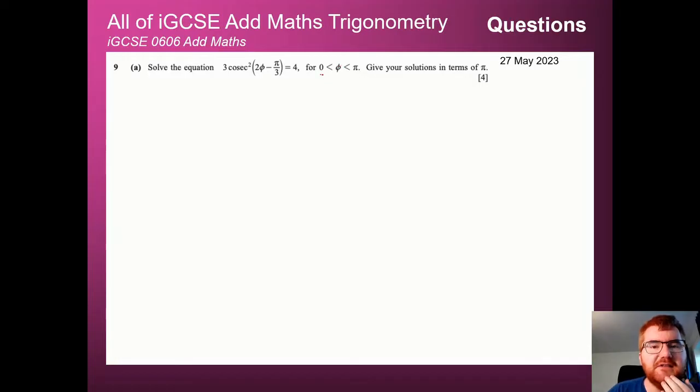Our domain here is between 0 and pi. So we're working in radians this time, so between 0 and 180 degrees, and give your solutions in terms of pi. Right, the key thing is not to be intimidated by this and just work your way through.